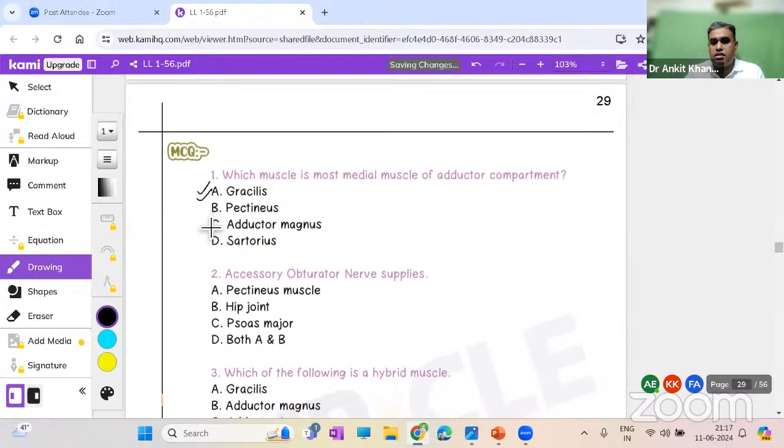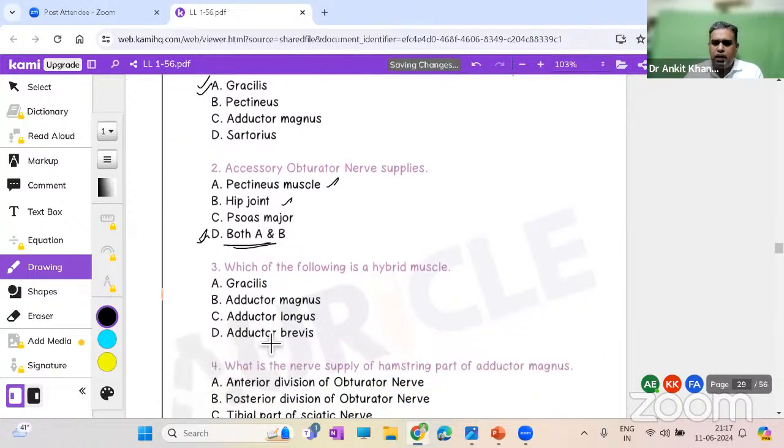Accessory obturator nerve. This is an extra part. Sometimes there's an accessory obturator nerve. It supplies the hip joint and might supply the pectineus muscle. Answer will be option A and B. That's a bit on the higher side, but yeah.